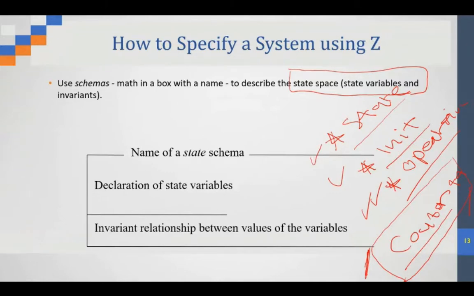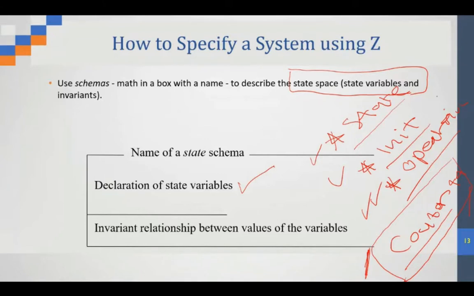So this is about the state schema. It describes the state space, that means we describe the variables and the invariants. The variable we will write here is the counter. For invariants, we see if our system needs some or not. Based on my description, no need, but later in today's example you will see there is one invariant.